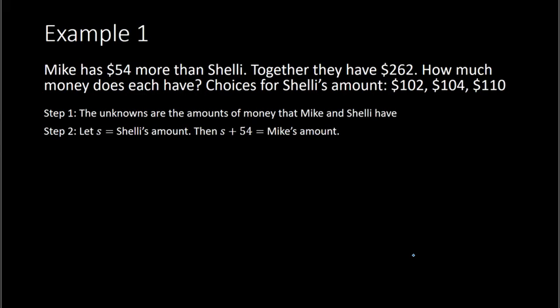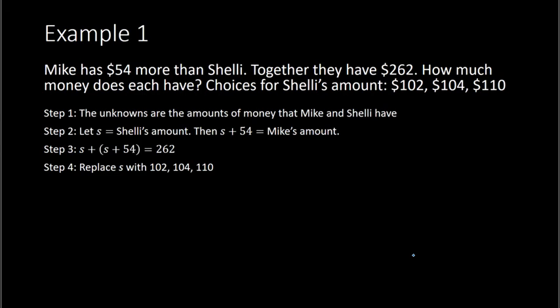Now step 3 is to put that together into an equation. So we know that together they have $262. That means if I add Shelly's amount plus Mike's amount, that would equal 262. So we're going to add S plus S plus 54, and that would equal 262. Now from here, we just need to solve the equation. We can do that by plugging in the numbers 102, 104, and 110 in for S, and see which one would give me a true statement.